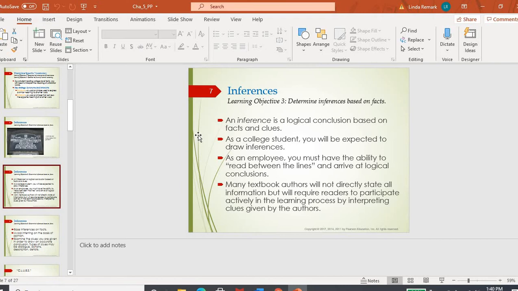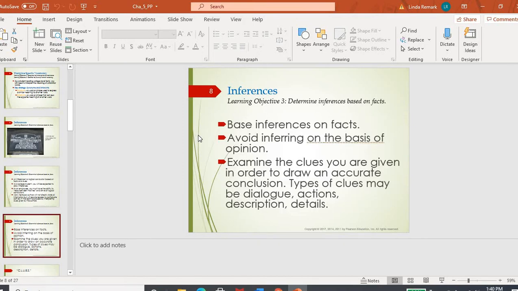If you've ever heard the phrase read between the lines. So as a student, as an employee, as a consumer in general, you have to be aware that you're going to be asked to come to logical conclusions based on the information that is provided. Sometimes that means you have to leave your personal opinion out of it and really just rely upon the clues that are given. So let's look at some more definitions on inferences.